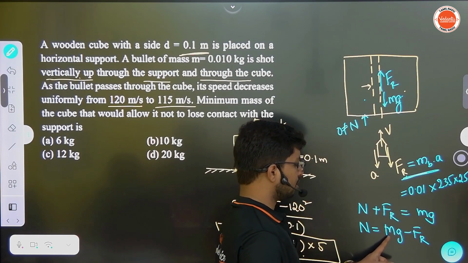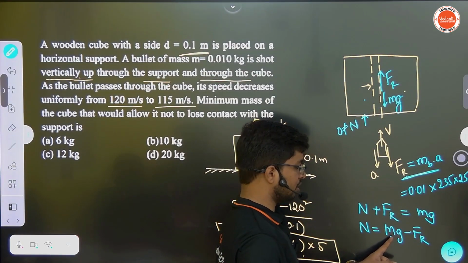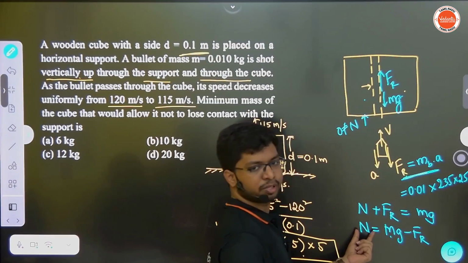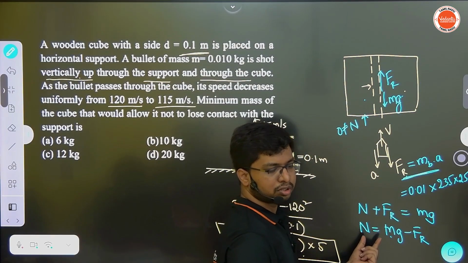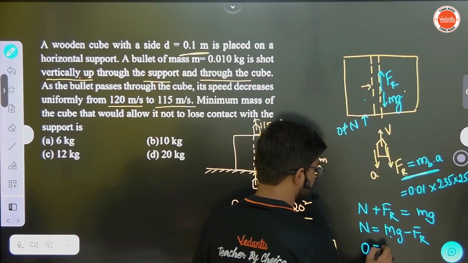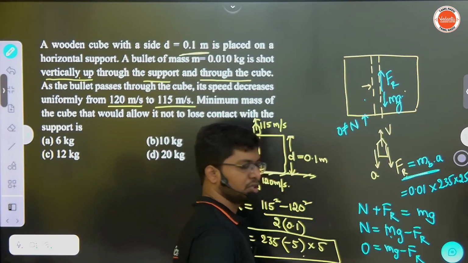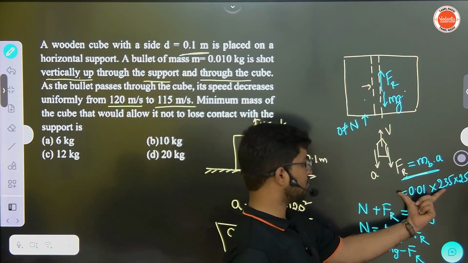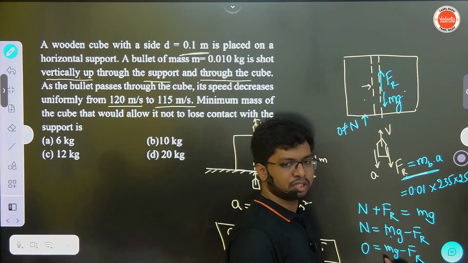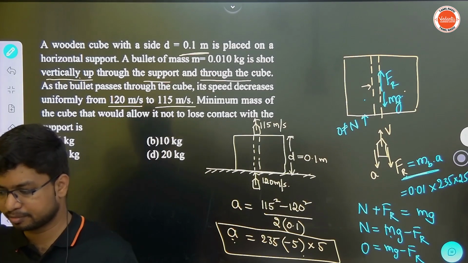If I need the minimum mass over here, then I should put N also minimum. So the minimum value for which N should be equal to 0, right? So 0 is equal to mg minus Fr here. So can you find out what is the mass of the block required here? Yes, we already have the value of Fr. Substitute in this one, get the value of mass here. Clear? Copy this one.